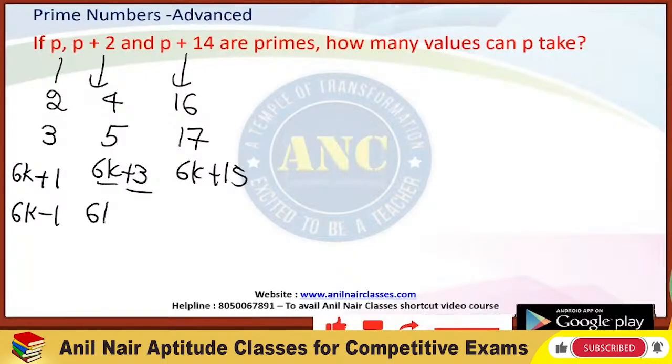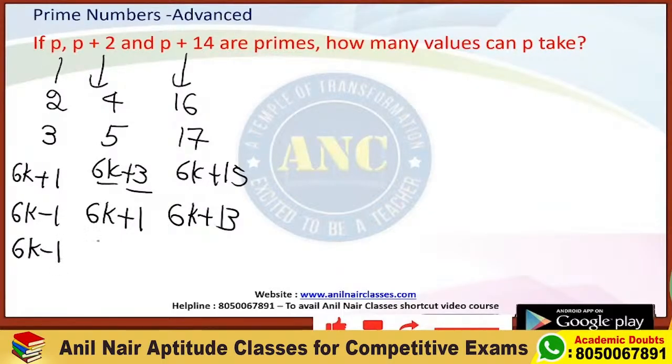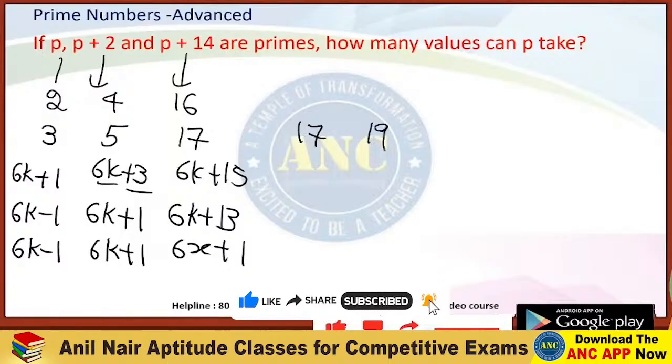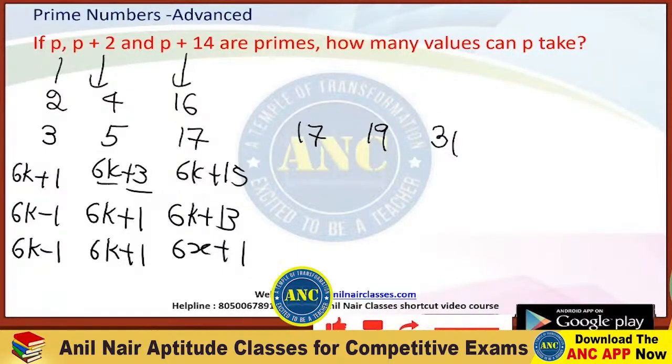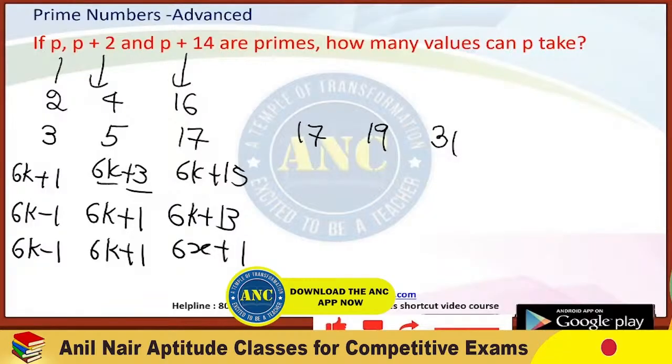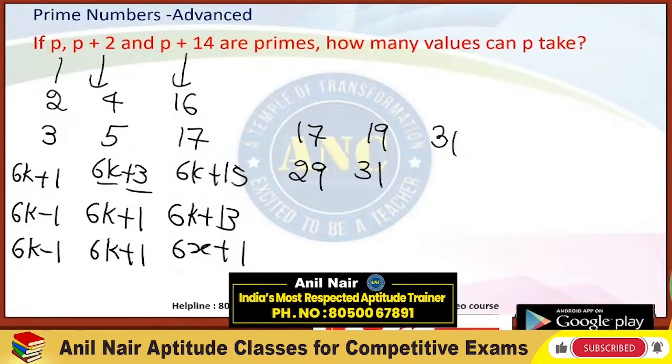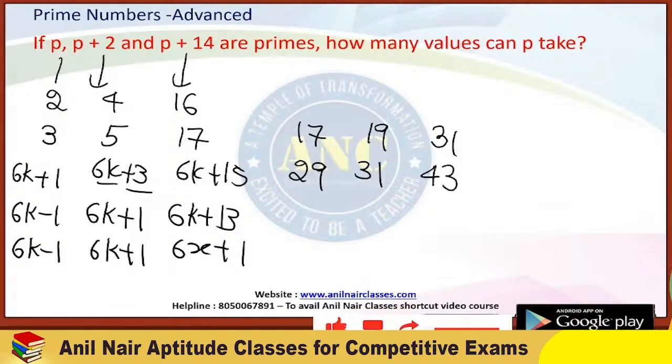Take 6k minus 1 and 6k plus 1, where x is k plus 2. If I take 17, 17 plus 2 is 19 and 17 plus 14 is 31. You are getting it. Let me take 29, which is 6 into 5 minus 1. 29 plus 2 is 31, and 29 plus 14 is 43.